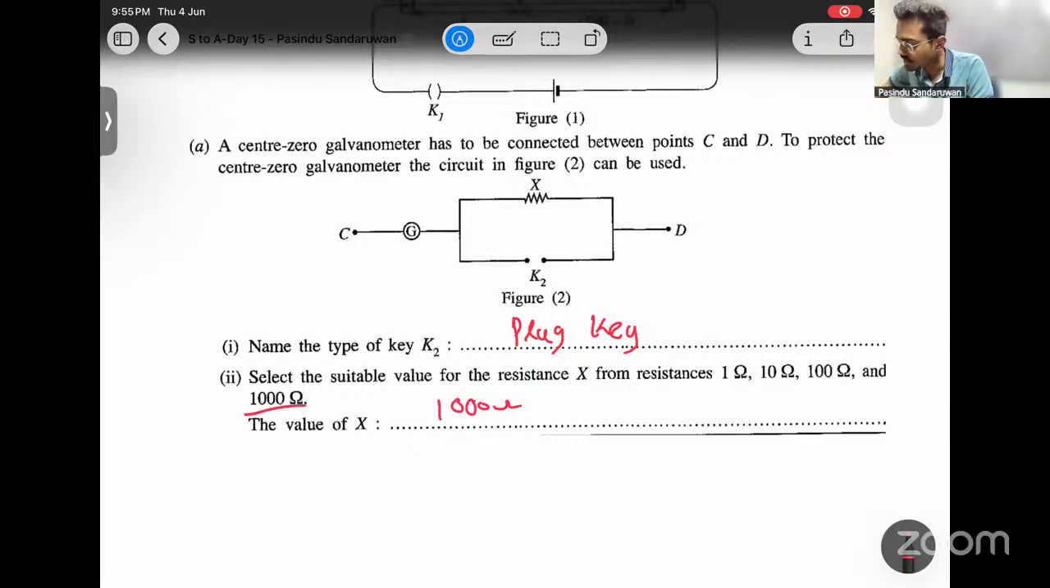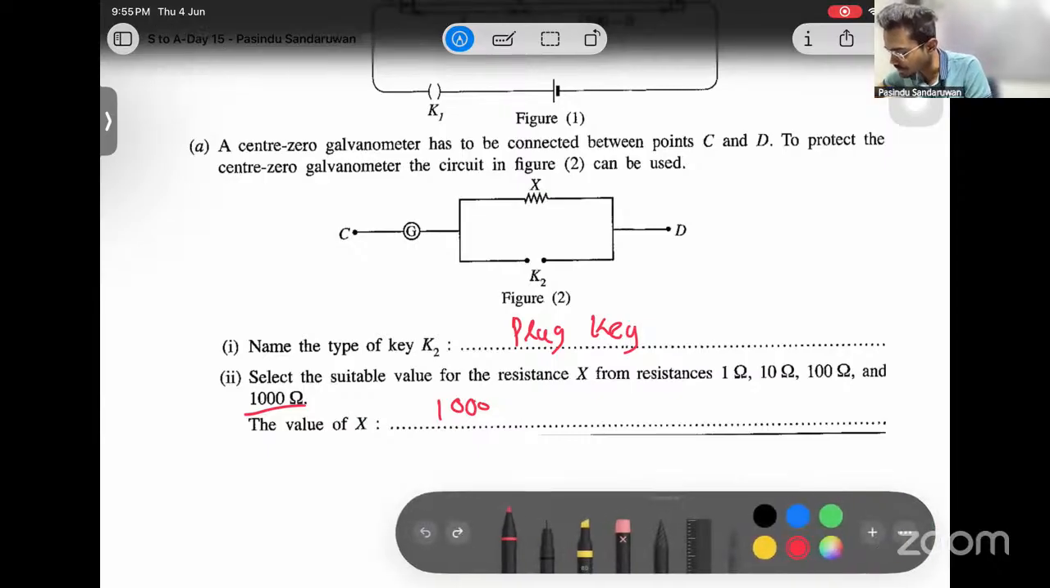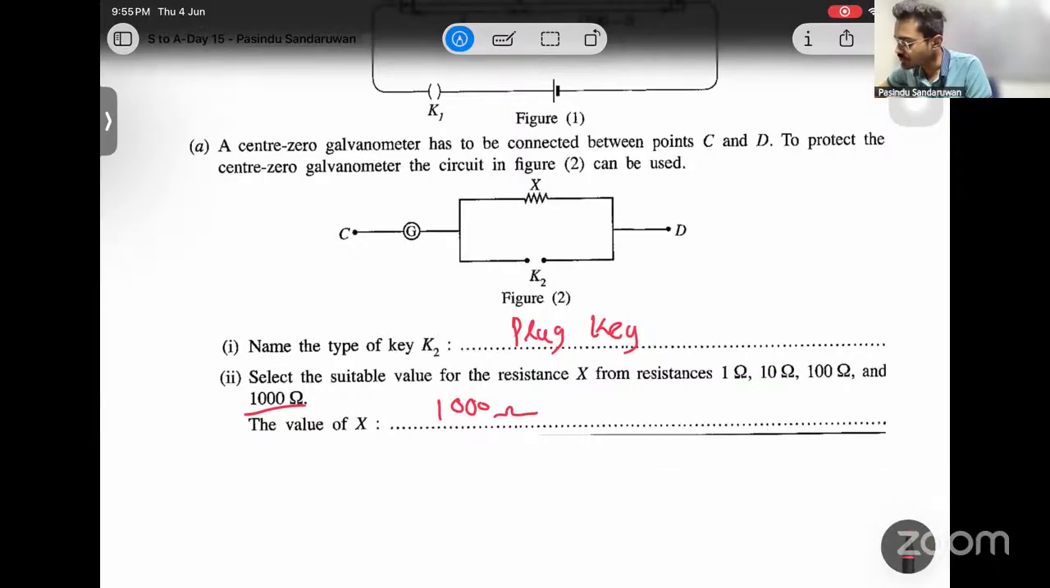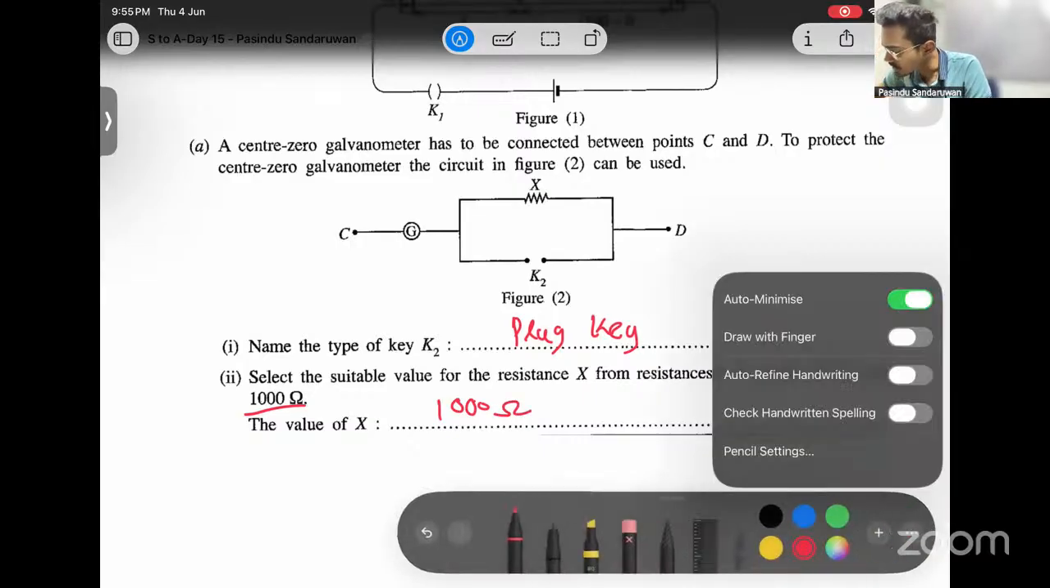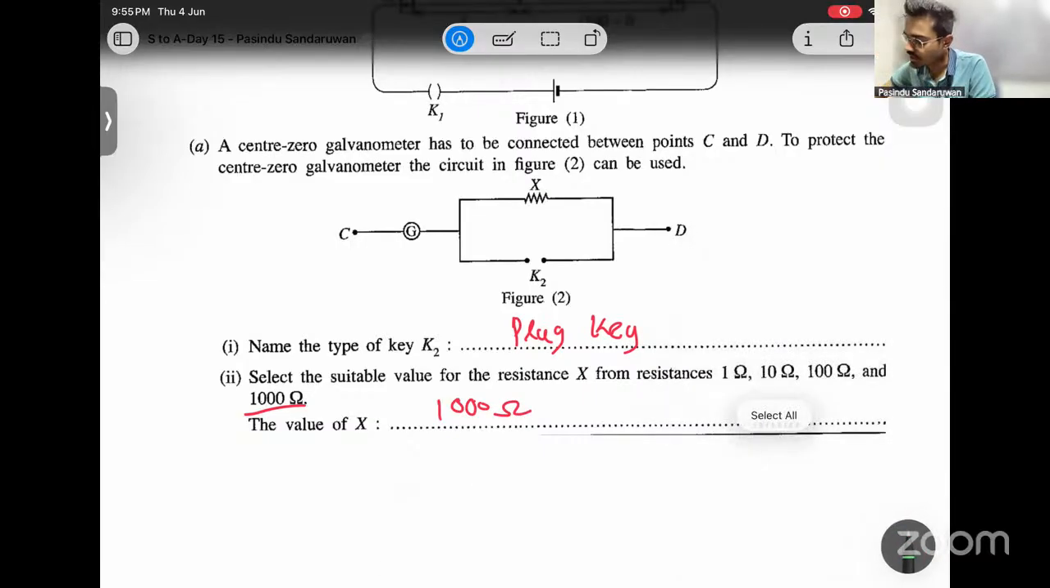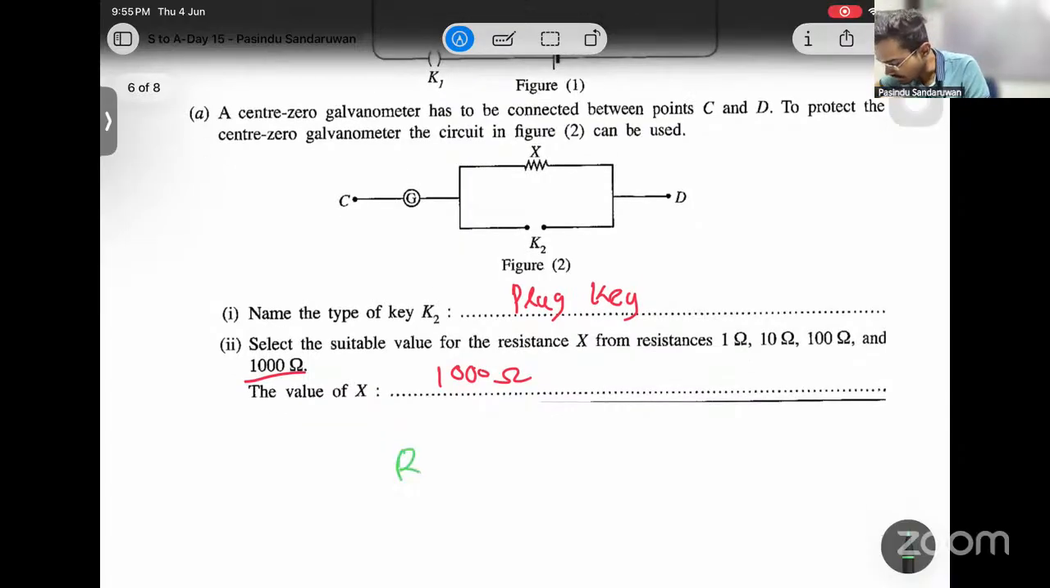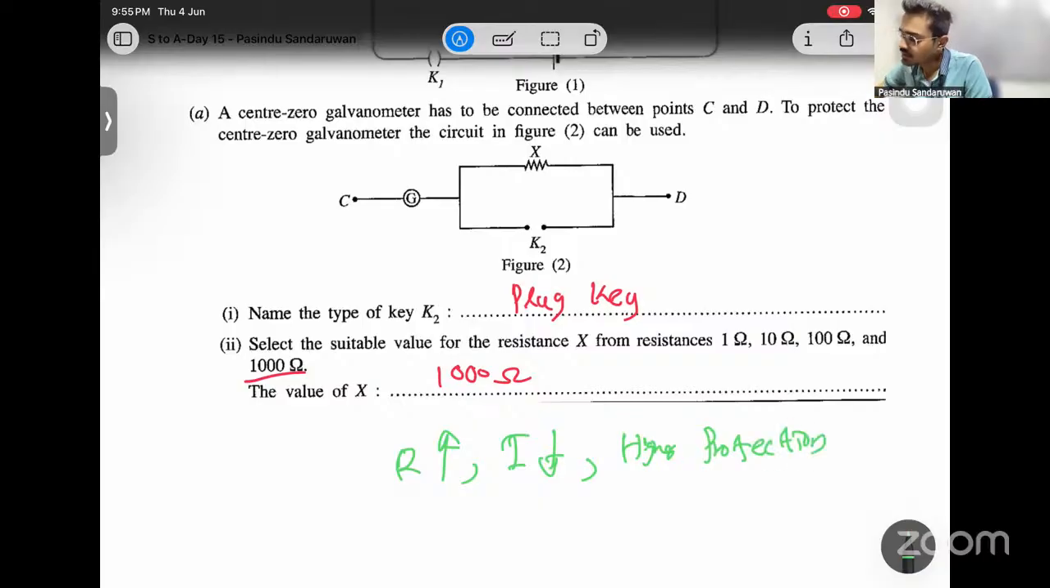1000 ohms. I can tell you the logic if you want, I'll write it. That should be 1000 ohms. And the logic is, listen: the higher the resistance, the lesser the current. Lesser current means higher protection. Higher protection.